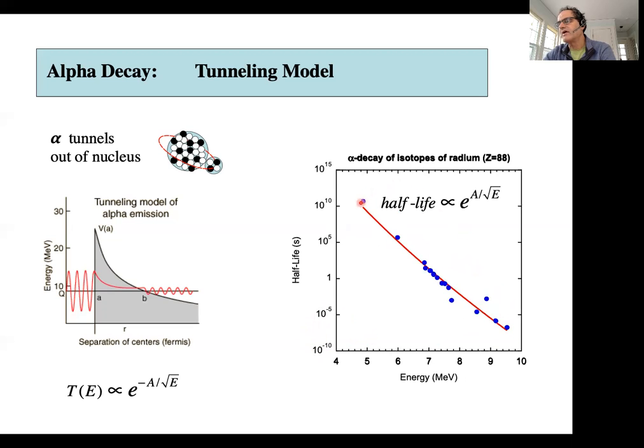So for all the isotopes of radium here, the half-lives span 15 orders of magnitude, and yet all the points lie reasonably close to the prediction of the tunneling model. It's kind of amazing. It's one of the strongest pieces of experimental data supporting tunneling, absent things like a scanning tunneling microscope, which is just built on the idea of tunneling. Anyway, it's really interesting.